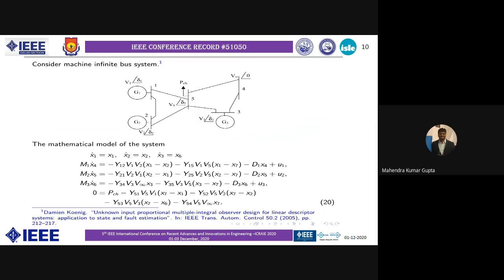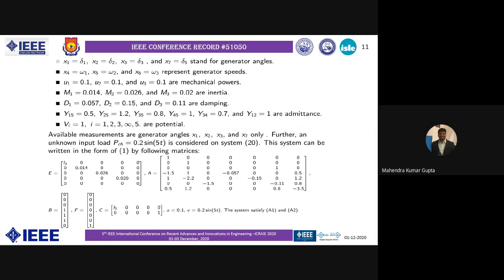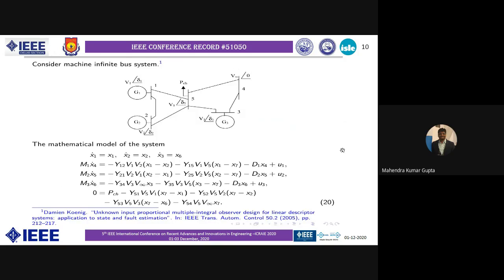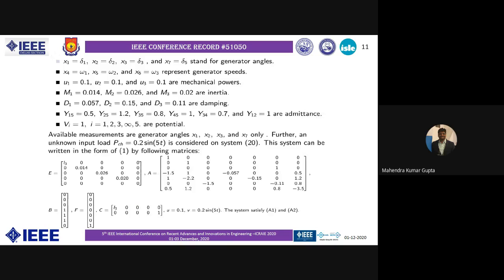Now let us come to the description of all the variables. x1, x2, x3 and x7 stand for generator angles. x4, x5, and x6 represent the generator speeds. U1, U2, and U3 are mechanical powers. M1, M2, M3 are inertias. D1, D2, D3 are damping forces. The Y's are admittances and the V's are potentials. These values we have taken as they are from the published paper only for our simulation purpose.